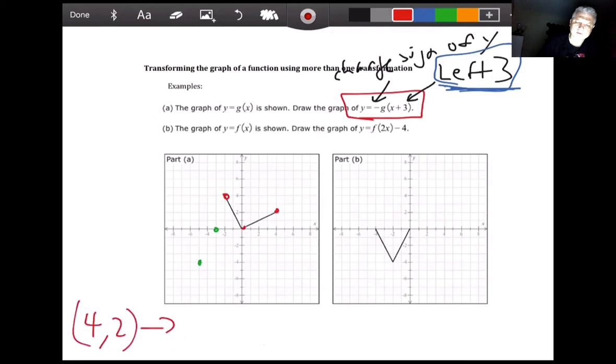All right, so let's do the 2 things here. We're left 3. So if I go left 3, I'm going to subtract 3 from my x. Subtract 3 from 4, and you get 1.